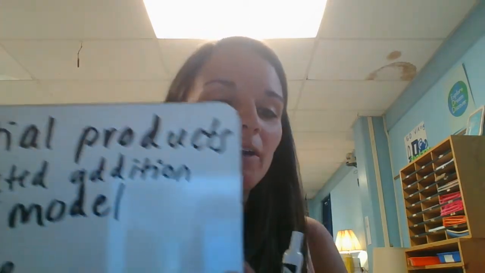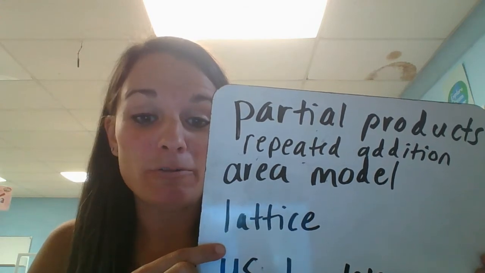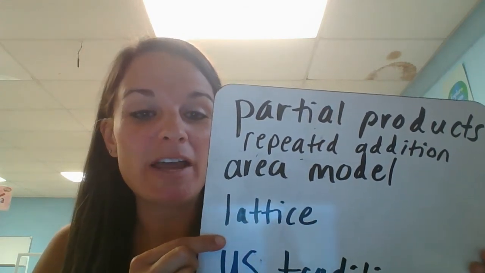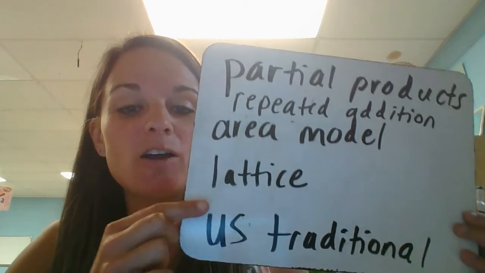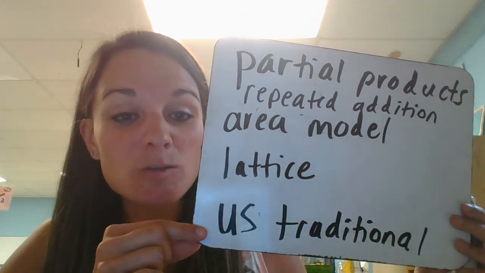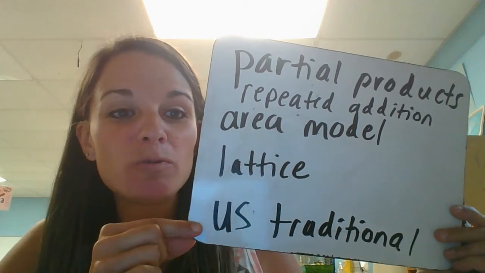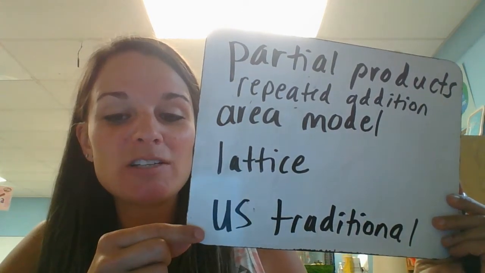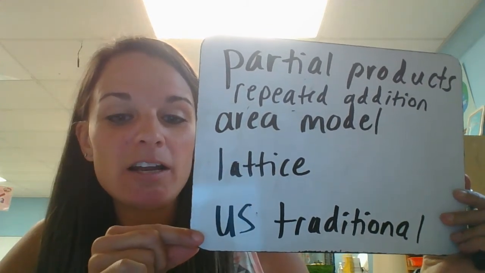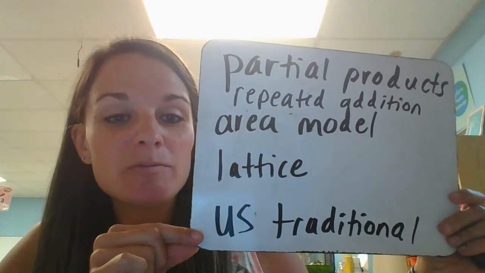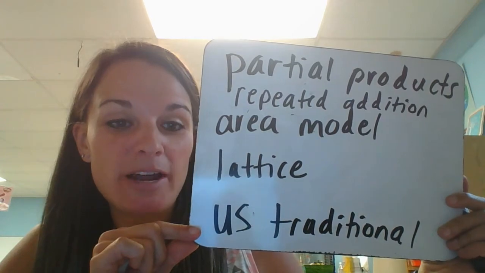Area model is another one. And then some of you use lattice. I don't know how to use lattice. To me, it's kind of confusing, but if you use it and it works for you, that's good. But we're going to talk about the U.S. traditional method today. This is probably how your mom and dad know how to multiply. This is how I was taught how to multiply. You might already know how to use it too. Today is hopefully kind of a review day, and hopefully the problems are easy for you to handle. If they're not, you will get it with some practice.